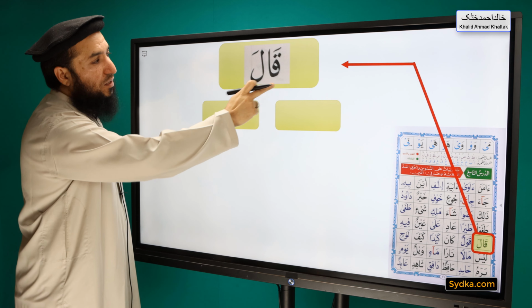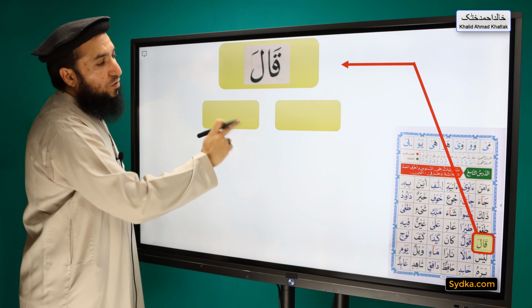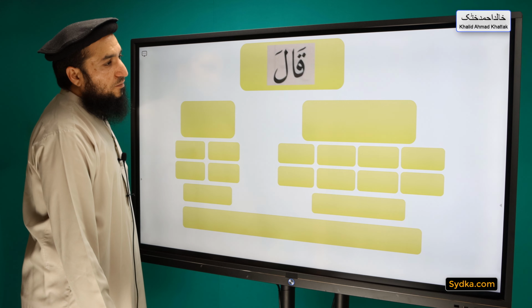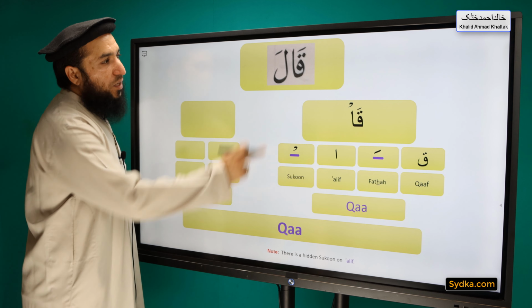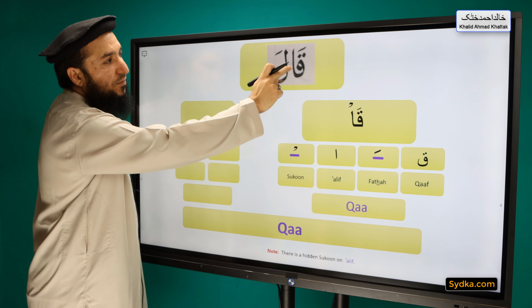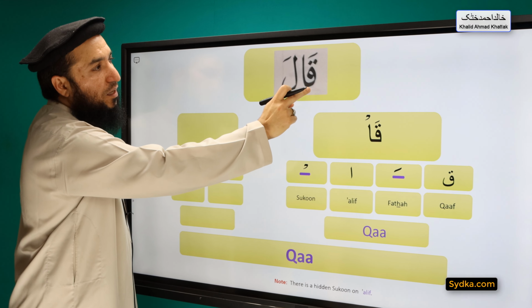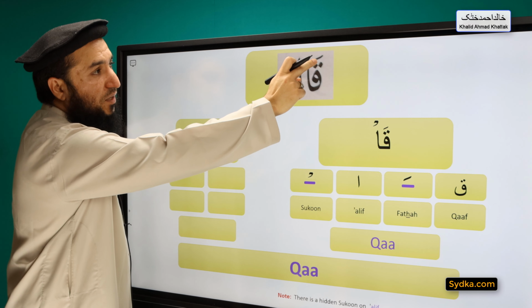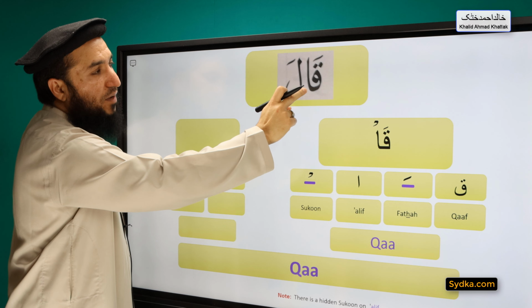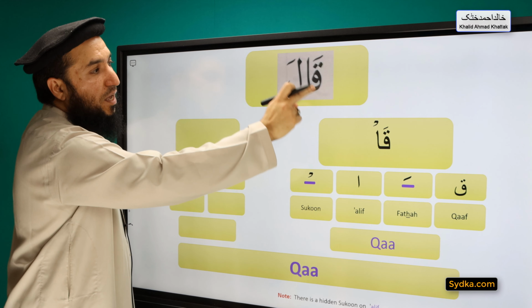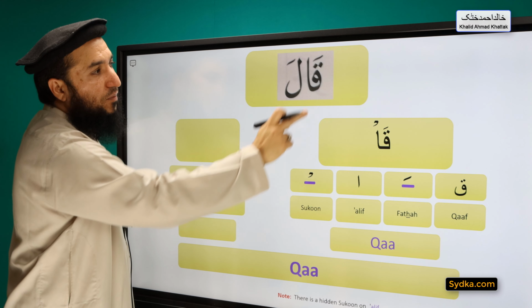The first word we have is Qala. Qala can be divided into 2 syllables. The first syllable we have is Qaf Fatha Alif Sukoon. That's a hidden sukoon here. Qaf is a heavy letter. It has Fatha on top of it. It is followed by Alif, and Alif has a hidden sukoon, and it will be prolonged for 2 counts.